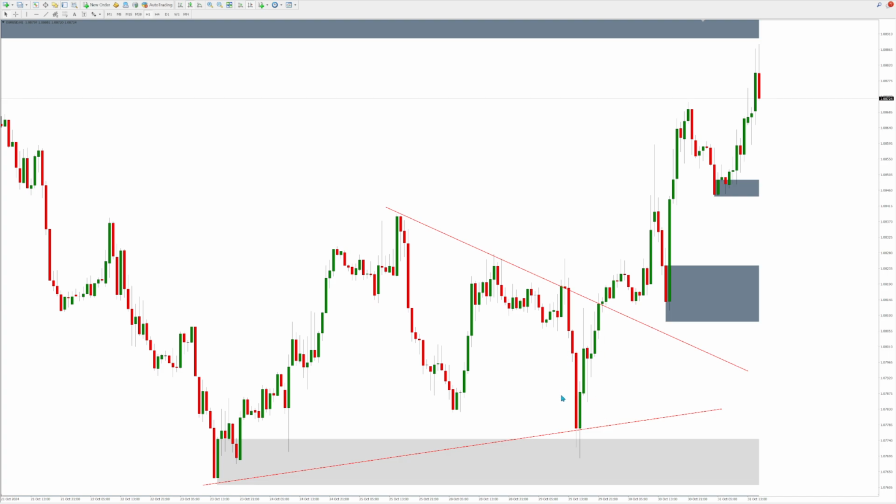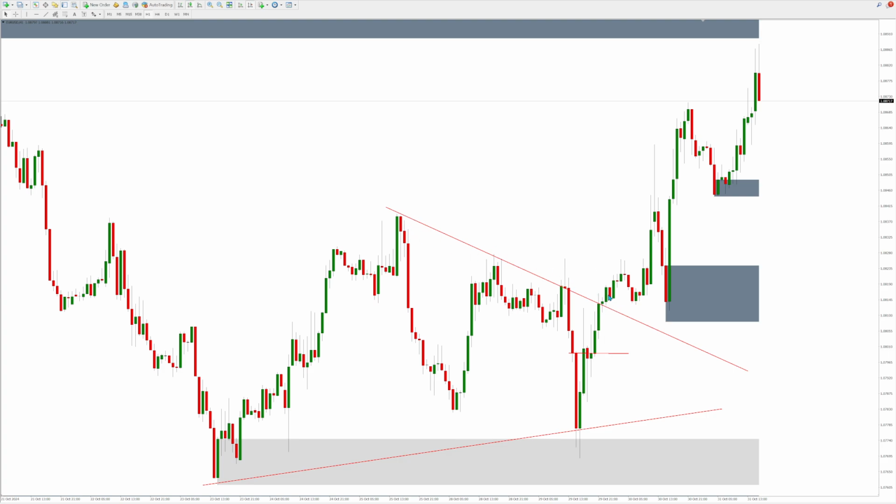You do have a three inside up candlestick pattern here, so the price bounced off this support level. We had a bearish candle followed by a bullish candle that was at least 50% the body of the bear, and then a further bullish candle that broke above the initial bearish candle. So this could have been a signal around here.